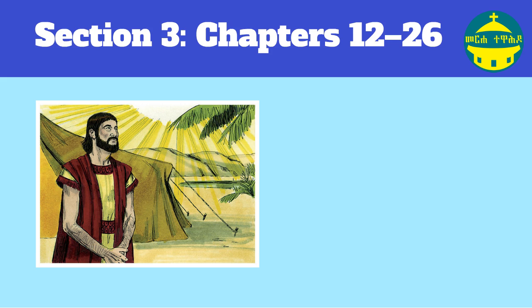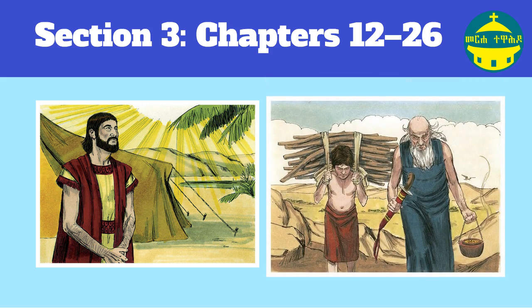Other key events include the visit of the Holy Trinity to Abraham's tent, the destruction of Sodom and Gomorrah for their great sins, with only Lot and his 2 daughters spared, Abraham's offering of Isaac as a sacrifice, and the continuing story of Jacob and Esau.